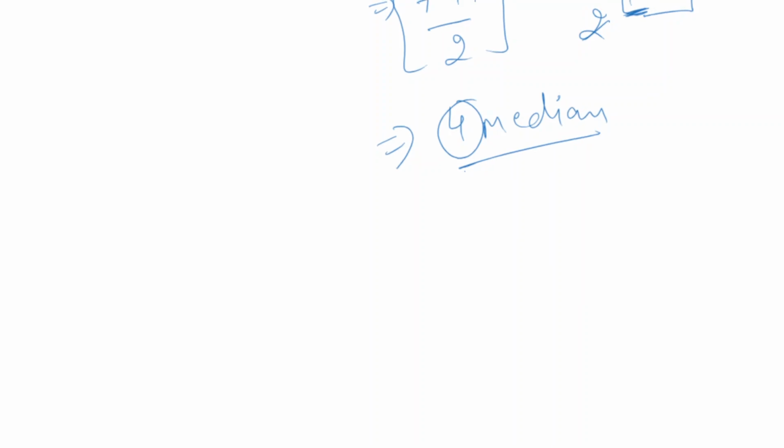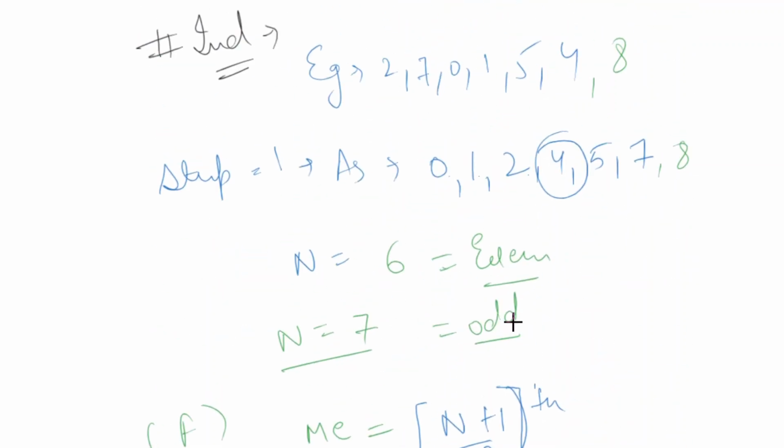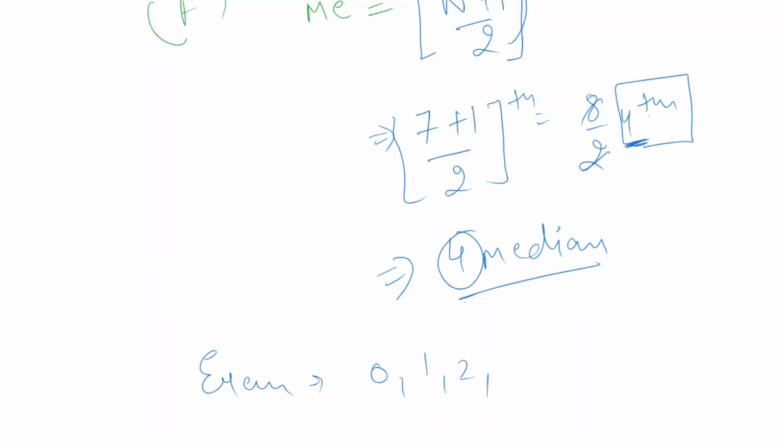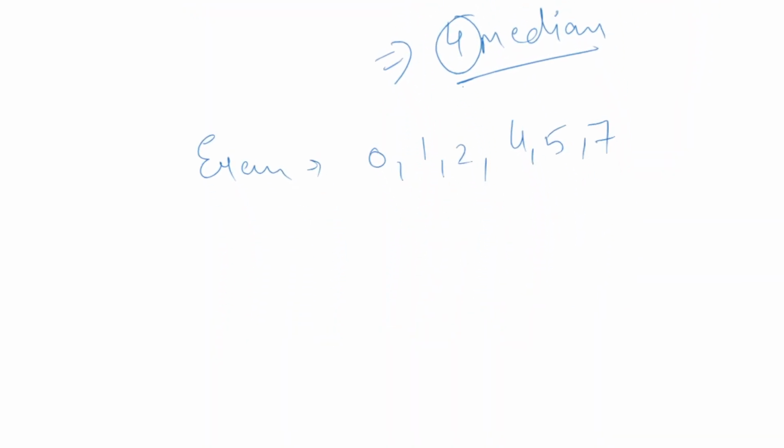Now let's come to the even part. The question which we took was 0, 1, 2 and that is 4, 5 and 7. This was our number, and we had 6 numbers. The value for n is 6. Whenever there is an even number, step 1 will remain the same in every case.